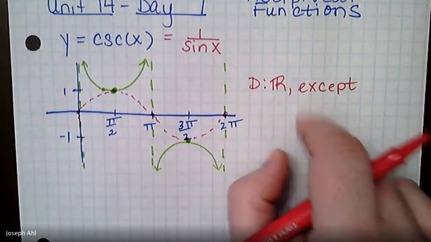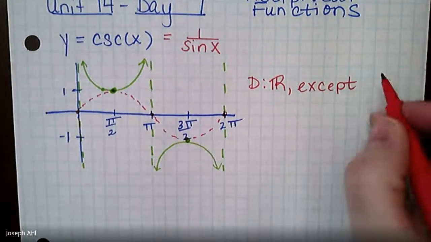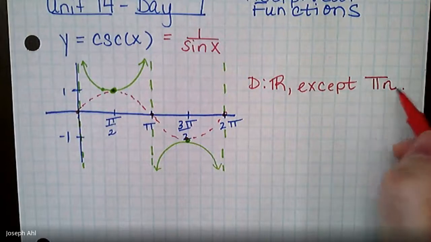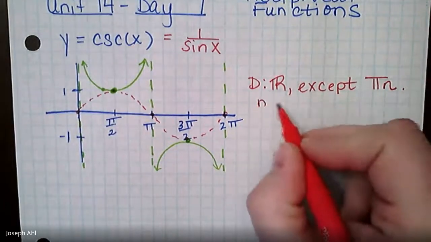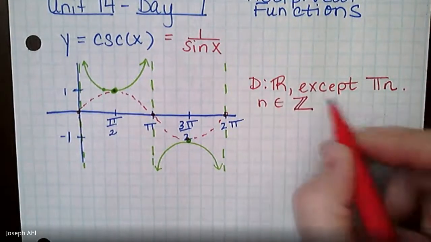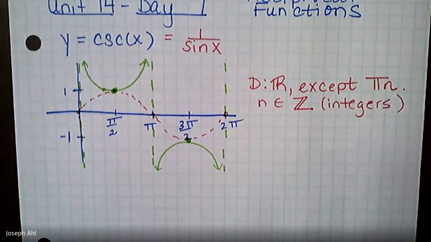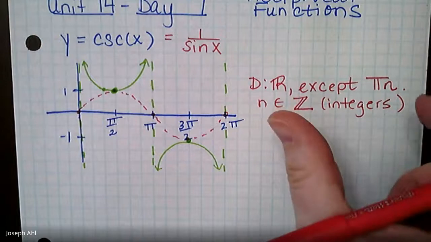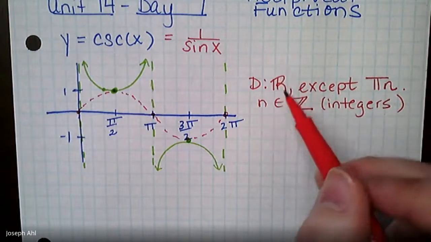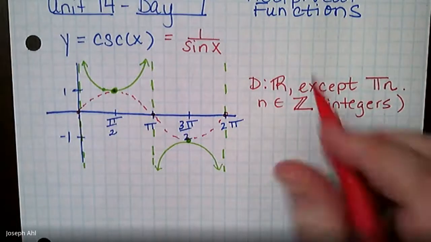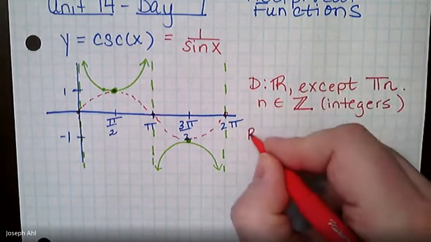It would have an asymptote at 3 pi and 4 pi and 5 pi and so on. So what I'm going to write is that I don't want pi n, where n is an element of the integers. That funny looking Z is the set of all integers. So that's the most concise way of writing domain: everything except pi times n, where n can be any integer. And that looks a little scary, but we'll talk about that more in class.